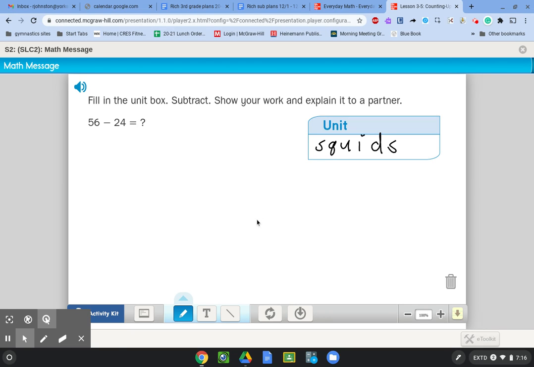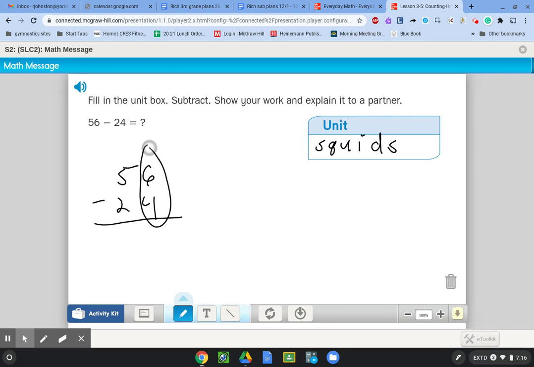So you learned a bunch of different ways to do this kind of subtraction in the 2nd grade. Some of you may have remembered that you can do 56 minus 24 in columns. So you'd start over here in the ones column and say 6 minus 4. Then you do the tens column. 5 tens minus 2 tens is 3 tens. And you get 32. That might be one way that some of you did it.